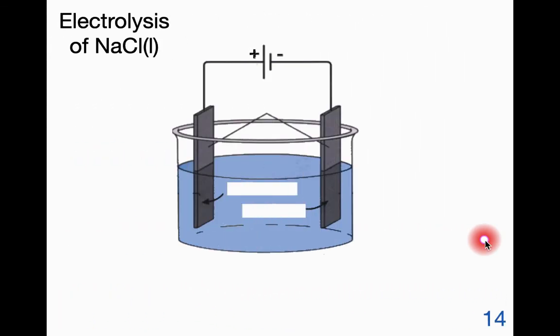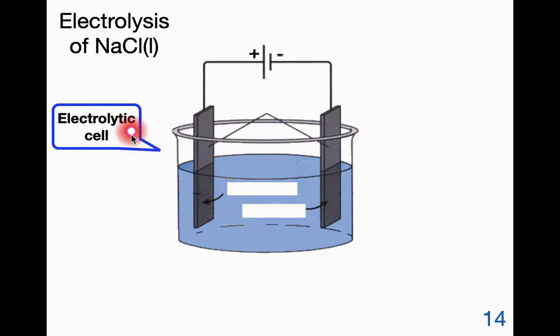Okay, let's look at the electrolysis of sodium chloride. This is the one that IB earmarks, the electrolysis of sodium chloride. Okay, now this is our electrolytic cell. Now notice we don't have two half cells. It's all contained in one container.